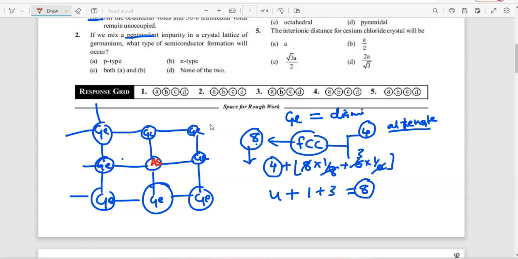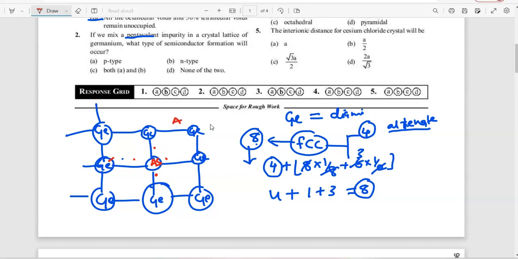Arsenic has 5 valence electrons, but how many electrons can it use for bond formation? Here arsenic can form one bond with this germanium, so one electron will be utilized by arsenic. Total how many left? 4 left. Then one more electron will be utilized to form a bond with germanium. How many electrons left? 3. Now one more electron will be utilized to form a bond with this germanium. How many left? 2 electrons left. One more electron will be utilized to form a covalent bond with this germanium.